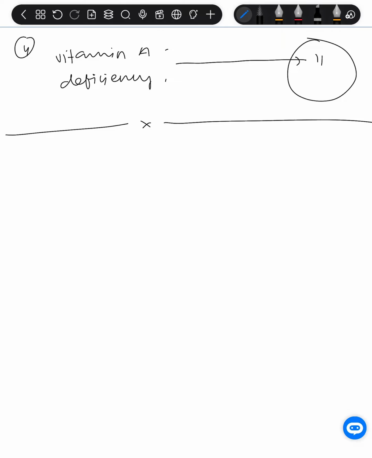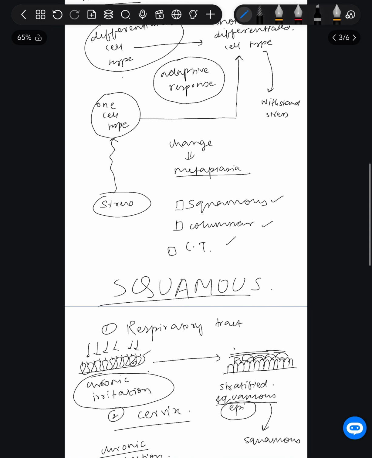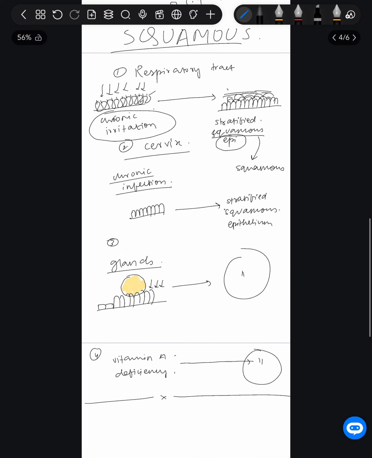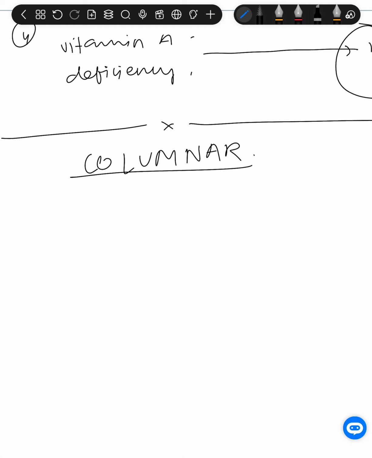Now we are moving to the second type of metaplasia I told you. First was squamous. Good, we are done with squamous. You know the 4 examples, please remember them. Next, we are moving on to columnar metaplasia. In squamous metaplasia, what did I say? It was changing into squamous. Now it will change into columnar epithelium. So this we will call columnar metaplasia. The primary example that I want to give you is Barrett's esophagus.